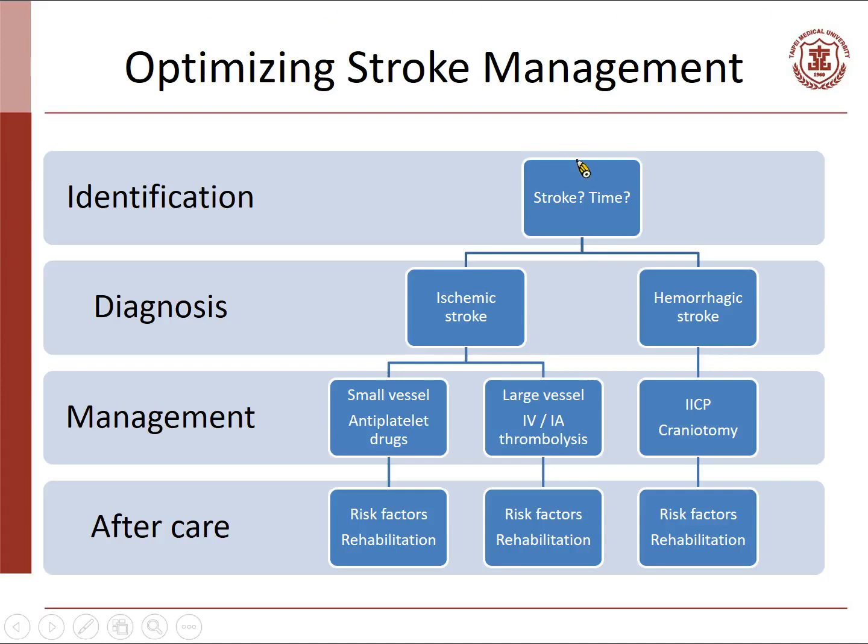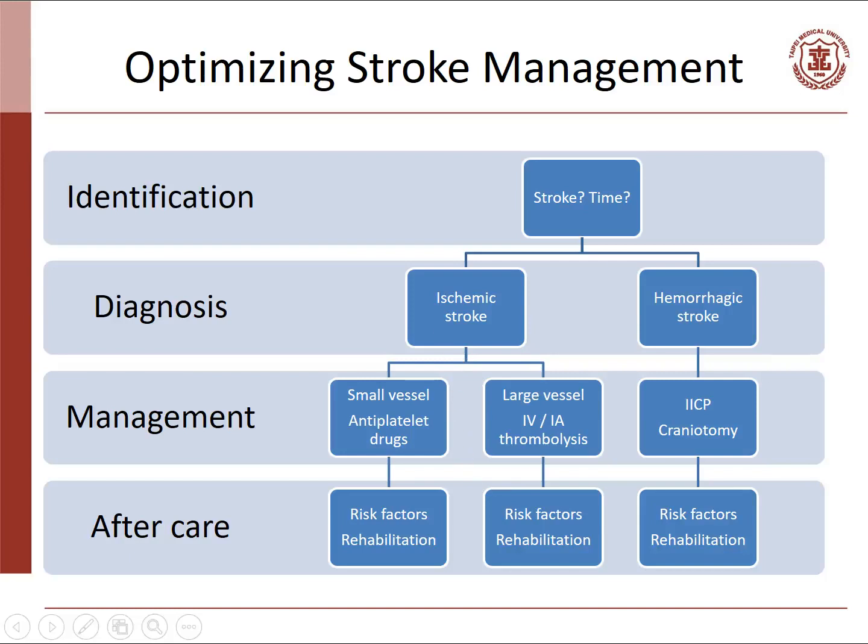So for stroke management, when we see a patient has stroke symptoms, we should note that it is a stroke and the time of onset. Then we differentiate whether it is ischemic or hemorrhagic. For this part, we can use brain CT to differentiate. You can separate them clinically, but you still need a brain CT to make sure whether it's a hemorrhage or ischemia.